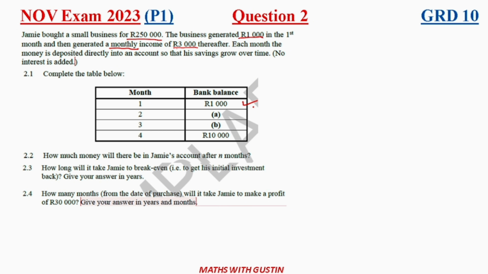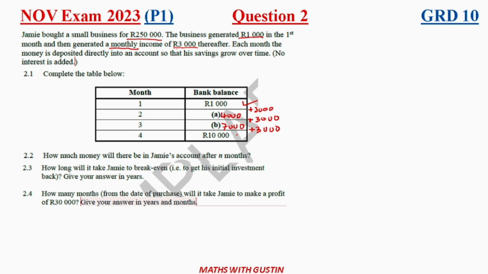They've already told us it's gaining 3,000. If you gain 3,000 from here, the following month you have 3,000 plus 1,000, which gives us 4,000. Then the month after, it gains another 3,000, so 4,000 plus 3,000 gives us 7,000. Then again it gains another 3,000, so 7,000 plus 3,000 gives us 10,000.